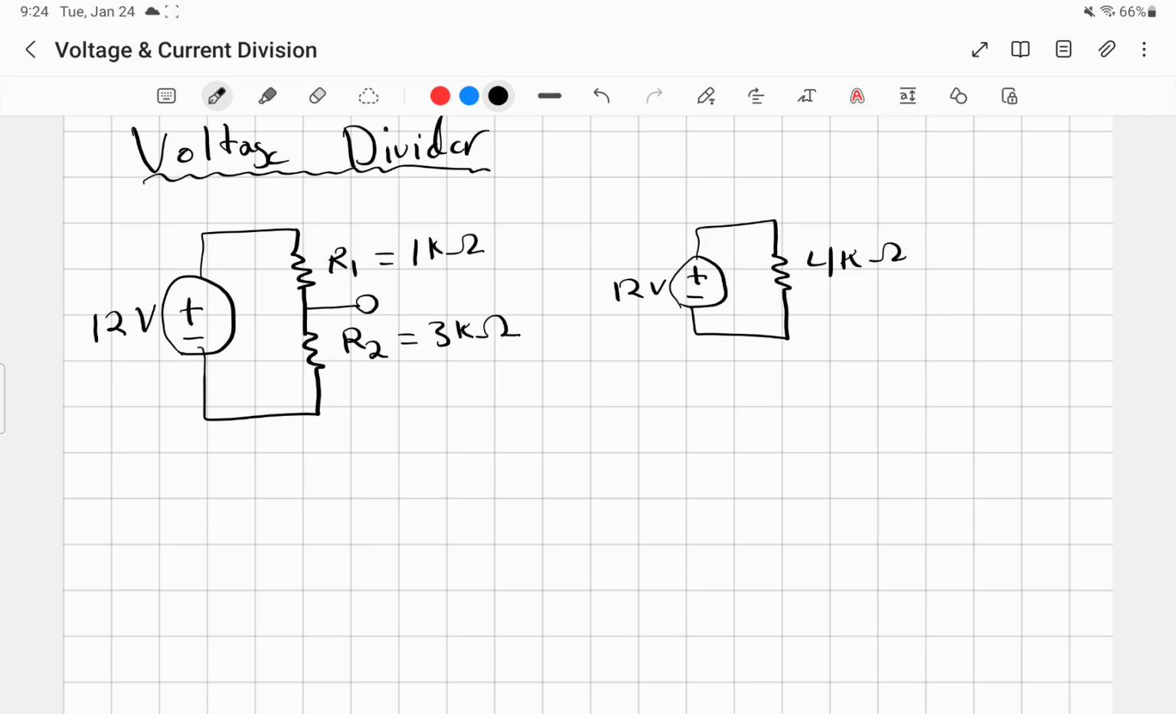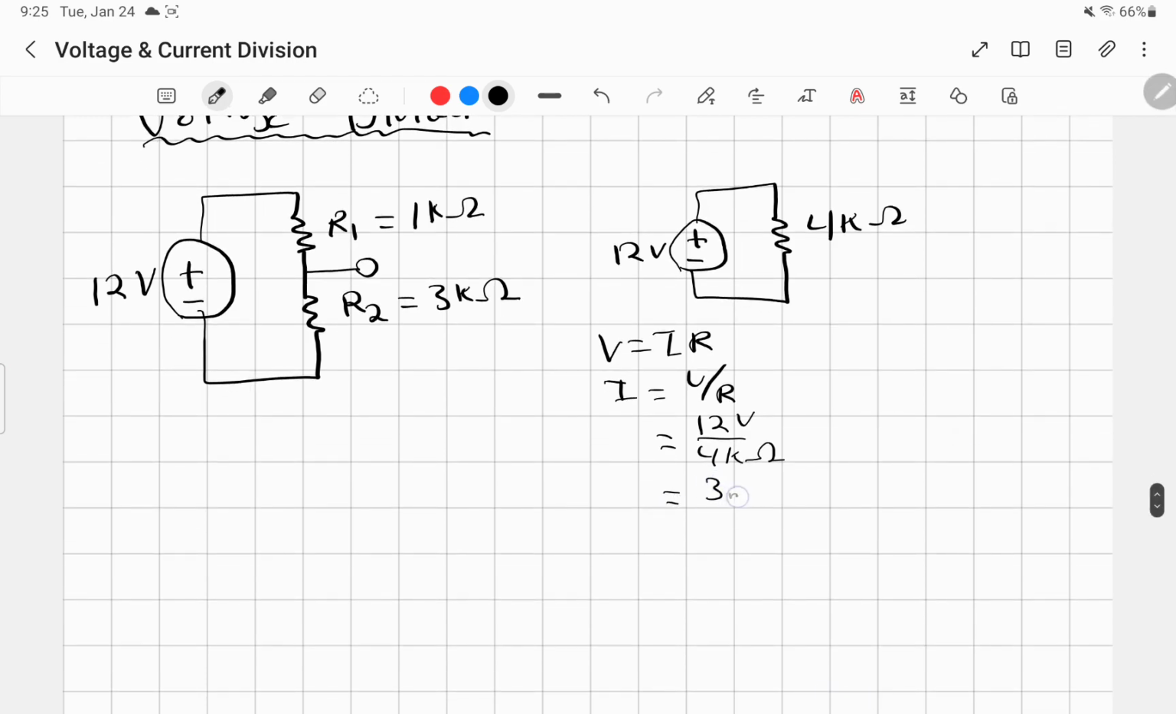What's the current through the circuit? We have Ohm's law, V equals IR, so I equals V over R. Current equals 12 volts over 4 kilo ohms. Whenever you have kilo ohm resistances, and volts on the order of magnitude of 1 volt, your currents are going to be in milliamps. Realistically, when you're building circuits, you're probably going to have kilo ohm order of magnitude resistances and milliamp order of magnitude currents. So in this case, it's going to be a 3 milliamp current.